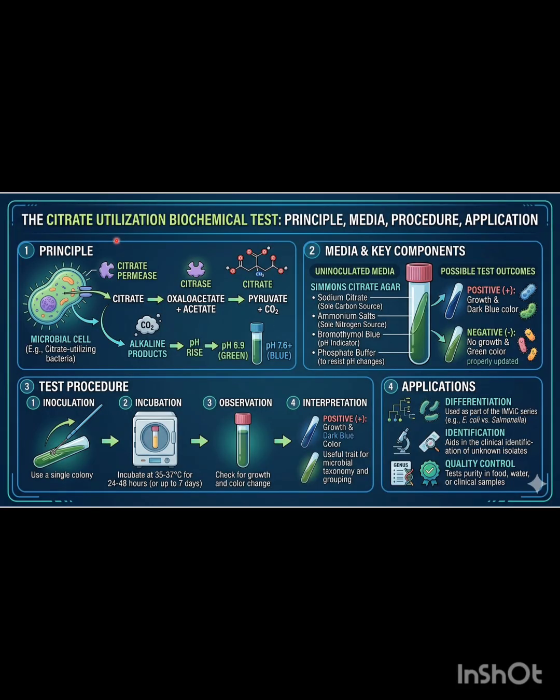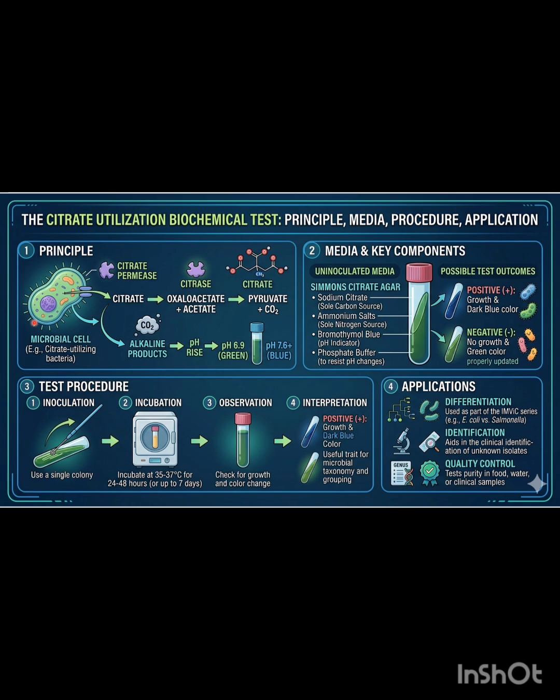Now is the last test, which is the citrate utilization test. What is the main function of this citrate? Some bacteria can use citrate to grow in the absence of another carbon source. For an organism to grow, it needs a carbon source. Generally, the carbon source will be either sucrose or glucose. But certain bacteria can use citrate as their carbon source to grow.